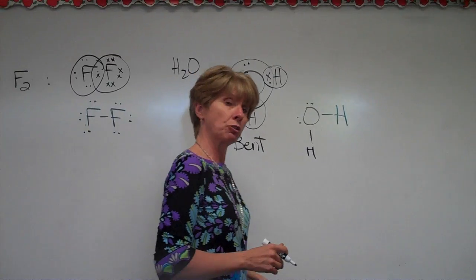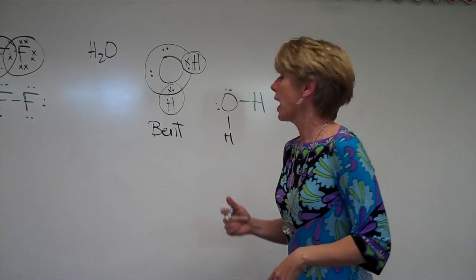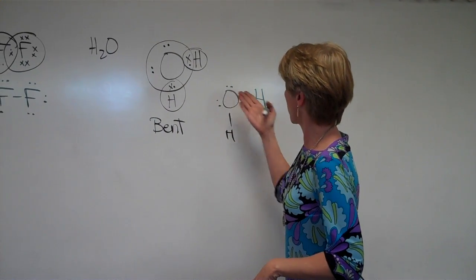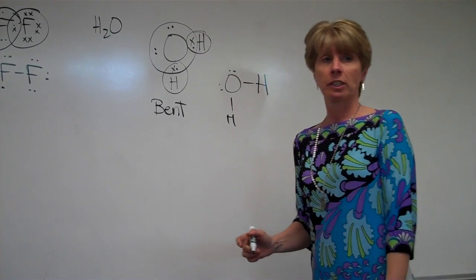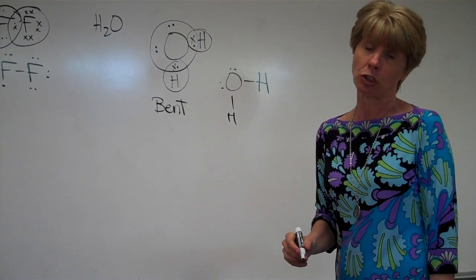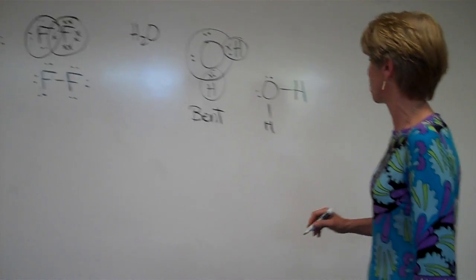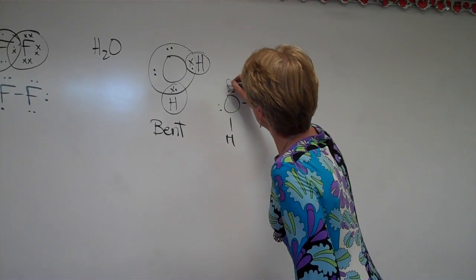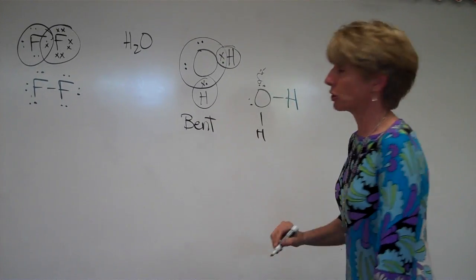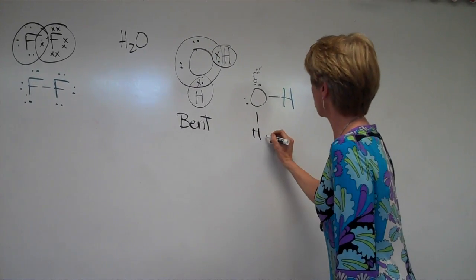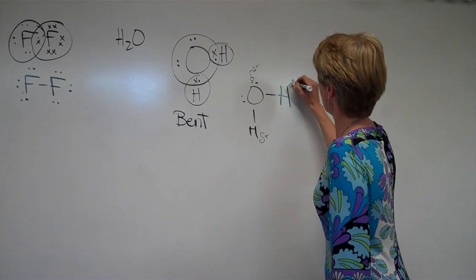Now, if we do a review and look up the electronegativities of oxygen and hydrogen, we're going to see that oxygen has a much higher electronegativity, which means the electrons are going to be closer to it than to the hydrogen. Okay? That means the oxygen is going to have a partial 2 negative charge. The hydrogen is going to have a partial positive on each end.